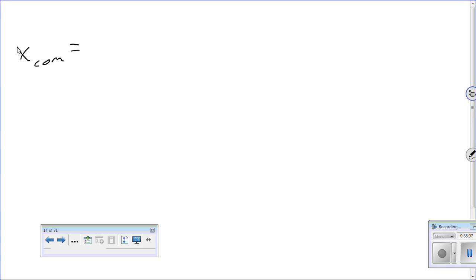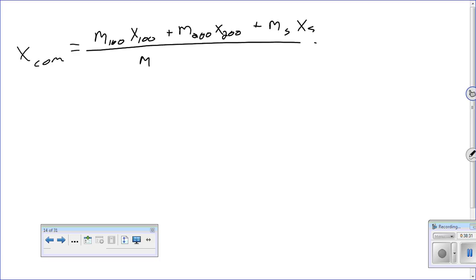The center of mass of the meter stick lies at the literal center of the meter stick because it's symmetric, right? So to find my center of mass, I'm going to average those 3 particles. So I'm going to take the mass of the 100 times the position of the 100 plus the mass of the 200 times the position of the 200 plus the mass of the stick times the position of the stick, all over our total mass.